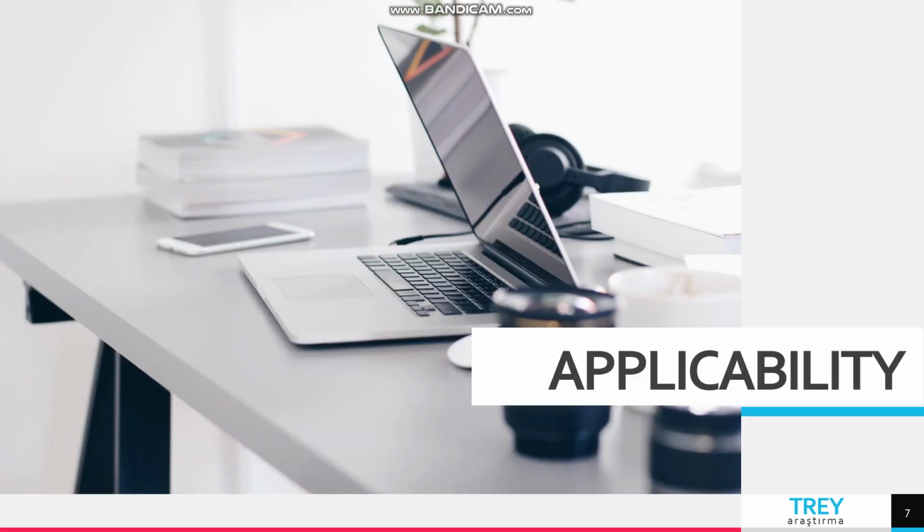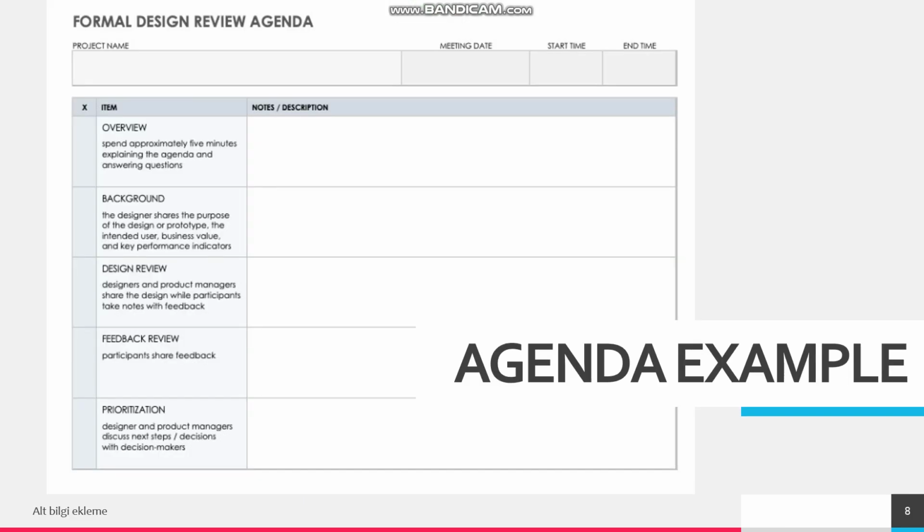Now we have to apply these reviews on the platform. Let's talk about applicability. This is a kind of agenda example. You can see overview, background, design review, feedback review, and finally prioritization. In the overview, we spend approximately 5 minutes explaining the agenda and answering questions. It's kind of like a meeting. In the background, designers share their own thinking, like user, business value, and key performance indicators.